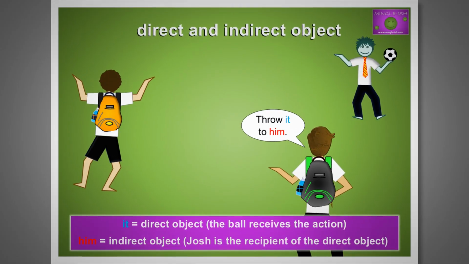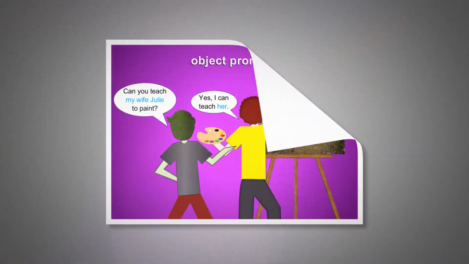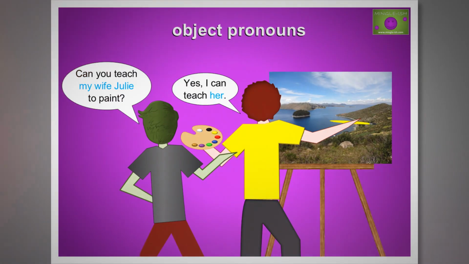If we replace the direct and indirect objects with object pronouns, the sentence flows better. For example, throw it to him. You have to mention the object first, then you can use pronouns, unless it's already obvious. Can you teach my wife Julie to paint? Yes, I can teach her.